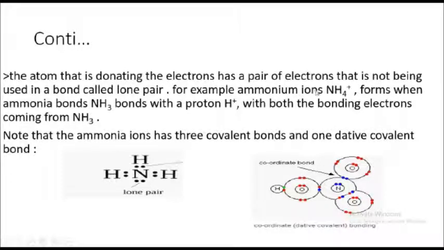For example, the ammonium ion. The ammonium ion exists like this. The plus indicates that it has lost one electron from its outer shell. This ammonium ion is formed when ammonia bonds with a proton, a hydrogen ion. If the ammonium ion, NH4, loses one hydrogen ion, it becomes NH3, with the bonding electrons combined.